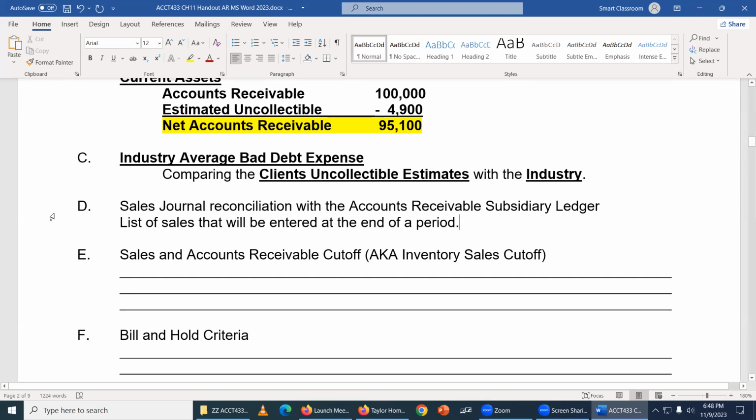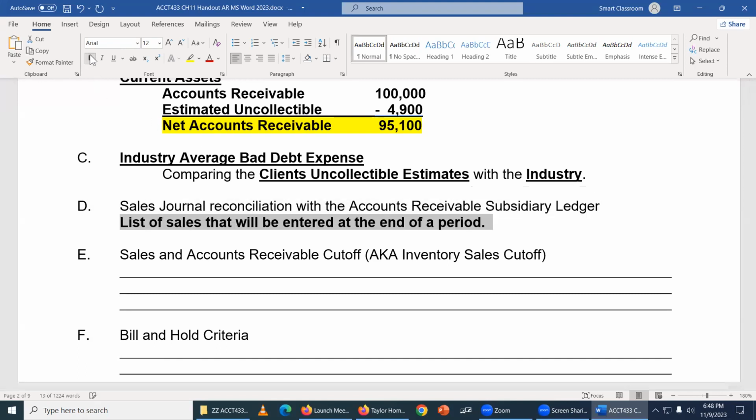So it's a list of sales that will be entered at the end of the period, and again, the journal entry will go in all at once, basically. So you're going to reconcile what was recorded in the sales journal with the accounts receivable subsidiary ledger. This will show you who made the purchases, and those sales should show up in the accounts receivable subsidiary ledger. These will match up.